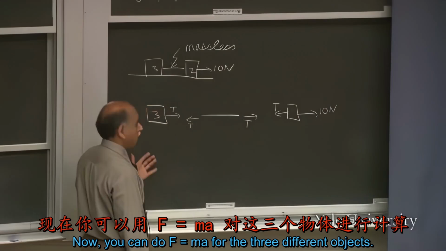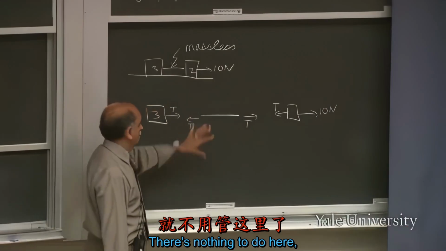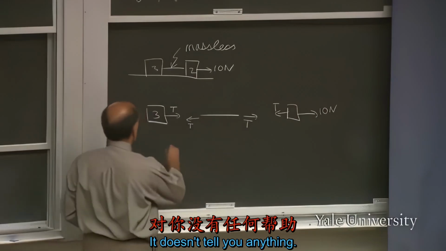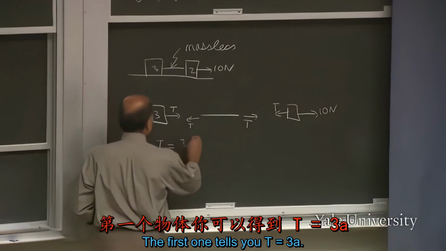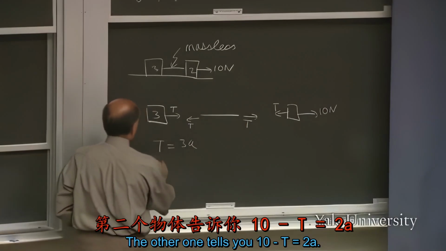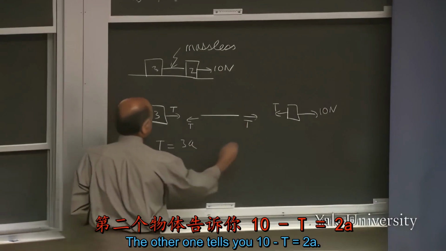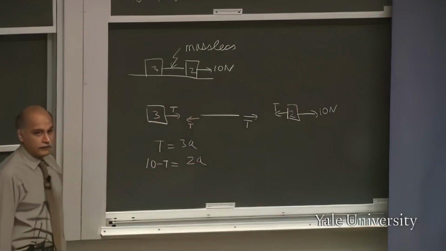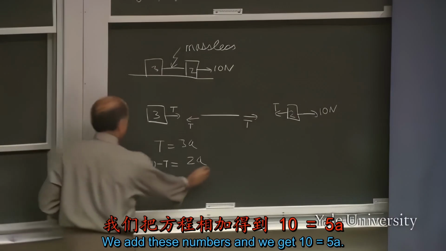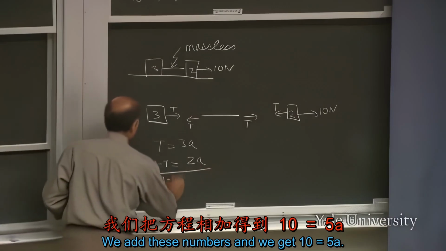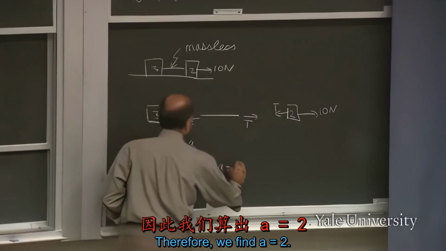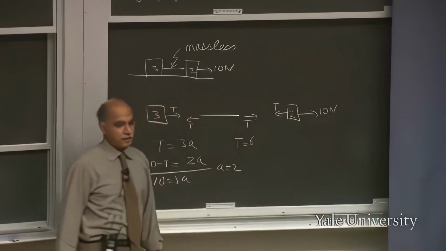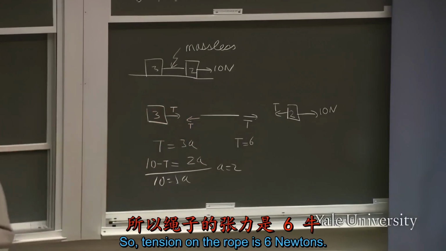Now you can do F equals ma for the 3 different objects. There's nothing to do for the rope because the forces are 0, the mass is 0, it doesn't tell you anything. The first one tells you T equals 3a. The other one tells you 10 minus T equals 2a. Now again, we know what to do. We add these equations and we get 10 equals 5a. Therefore, we find a equals 2. Once you find a equals 2, you find T equals 6. So the tension on the rope is 6 newtons.